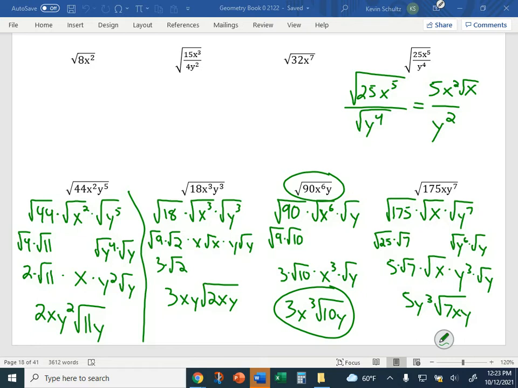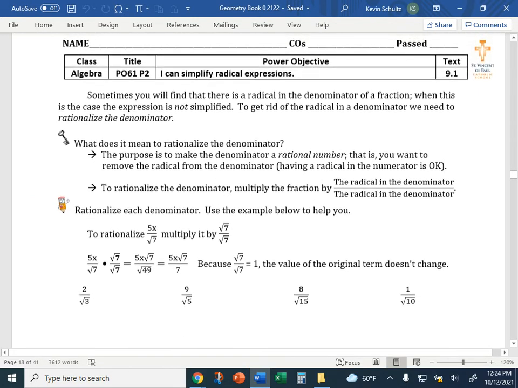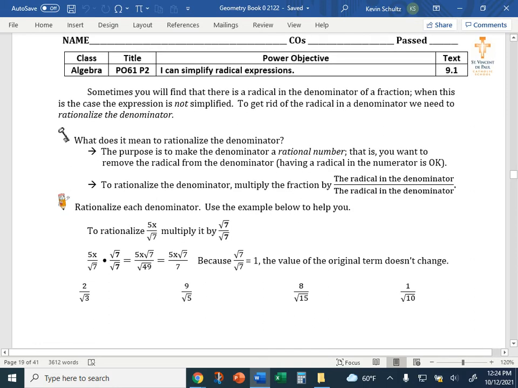No. Okay. PO61 part 2. Remember the days when our denominators were perfect squares? Oh, those were fun. Okay. So this is the next part, the next level of simplifying radical expressions, because now that we've done it, we've simplified fractions with perfect square denominators. We can talk about what do you do if your denominator is not a perfect square, okay?